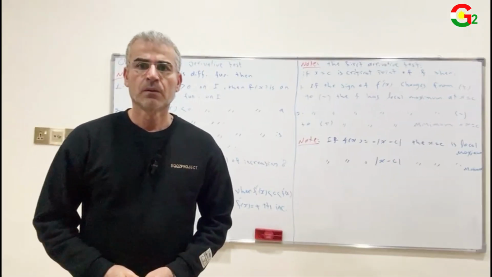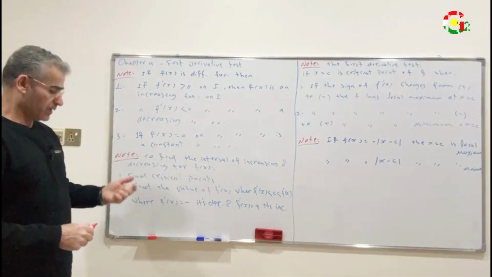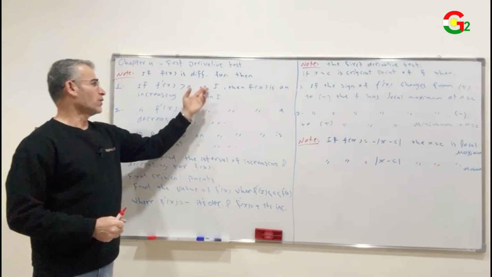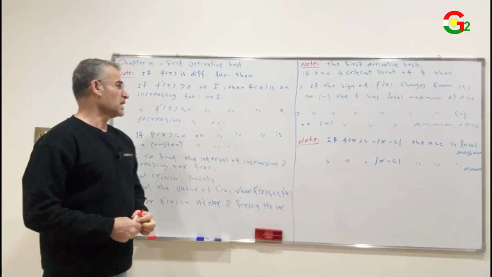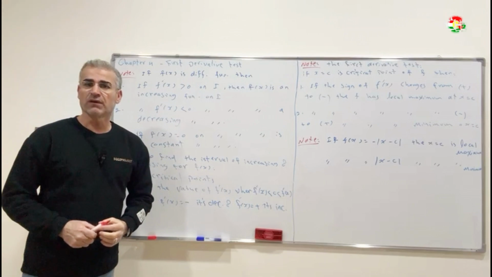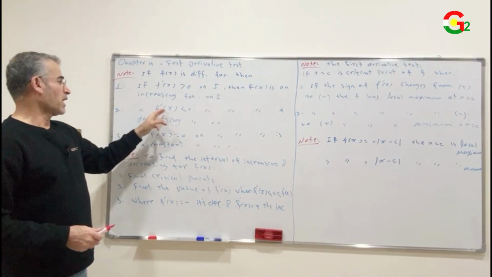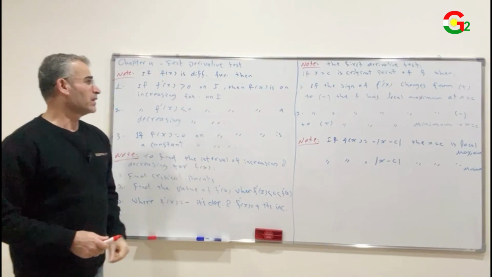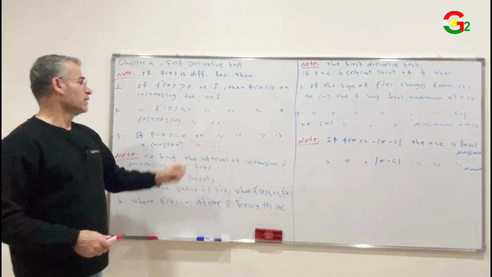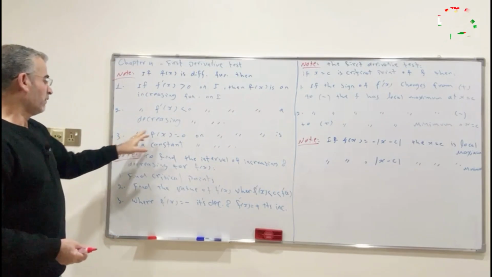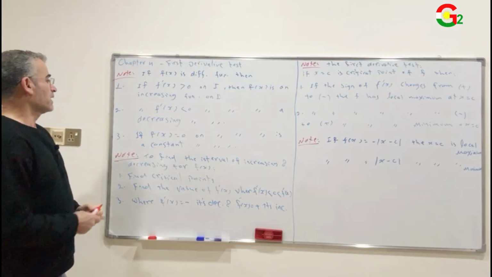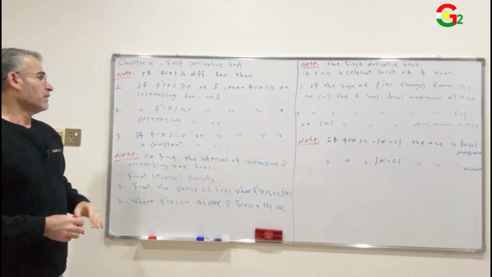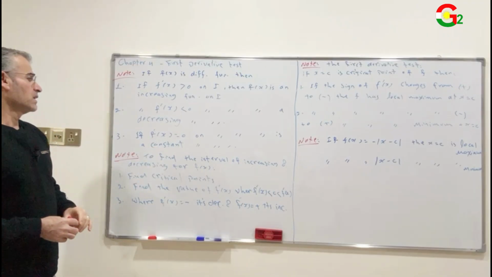Note, if f of x is a differentiable function, then if f prime of x is greater than 0 on the interval I, then f of x is an increasing function on interval I. If f prime of x is less than 0, a negative value, on the interval I, then f of x is a decreasing function on the interval I. If f prime of x equals 0 on the interval I, then f of x is constant on this interval.